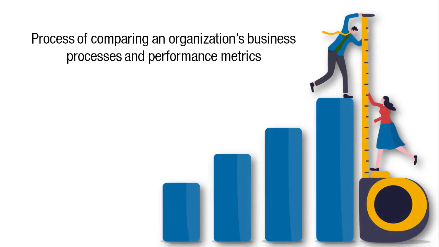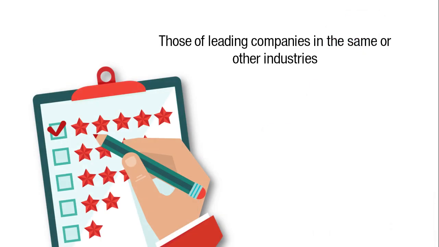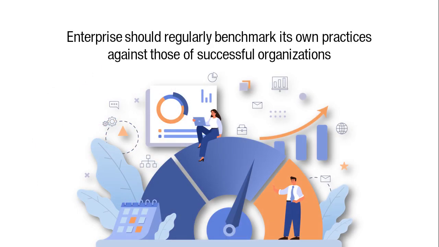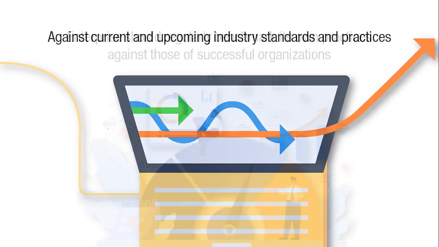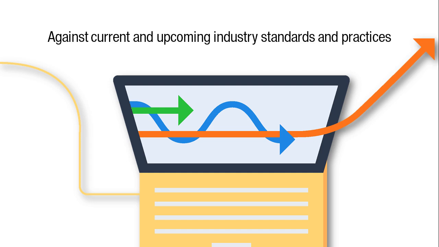Benchmarking is the last tool we will discuss. Benchmarking is the process of comparing an organization's business processes and performance metrics to those of leading companies in the same or other industries. An enterprise should regularly benchmark its own practices against those of successful organizations in order to keep up with the competition and against current and upcoming industry standards and practices.